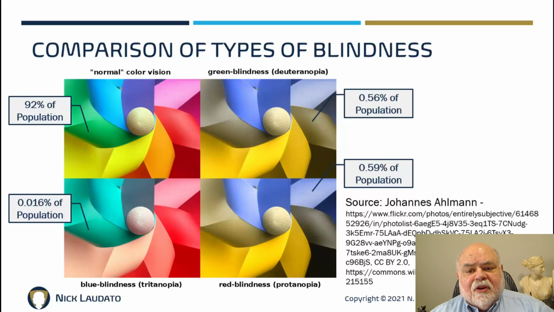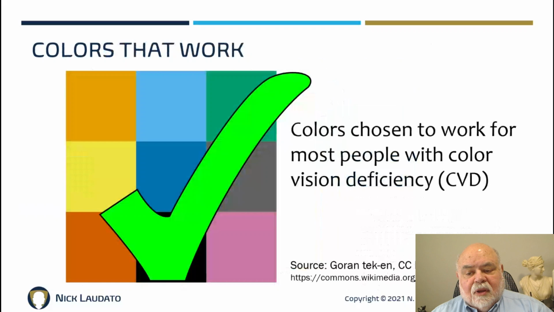I also wanted to give another picture of those same four conditions: the normal color vision, the blue blindness, red blindness, and green blindness, in terms of what a particular image would look like if you had that affliction. And finally, just to mention that people have done research into what colors are safe to use, that is, will not create problems for someone who is colorblind. These are colors that work for most people.